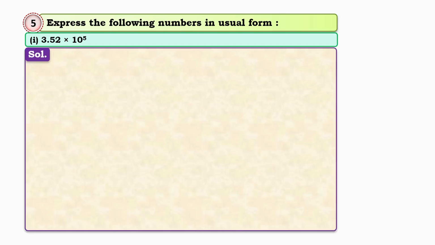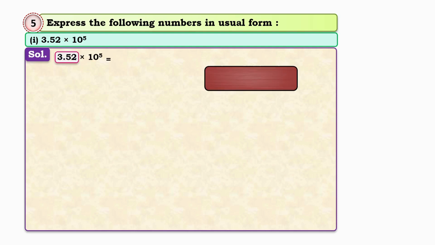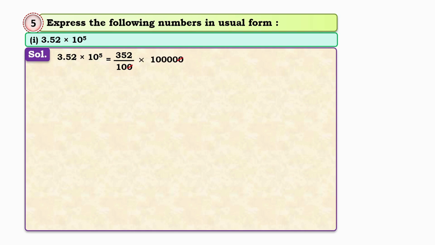Now express the following numbers in usual form. So the standard form is given. We have to find the usual form. So 3.52 means 352 by 100. And then multiply by the number of zeros. So this is the final answer.